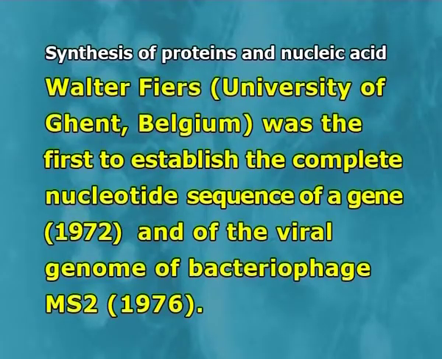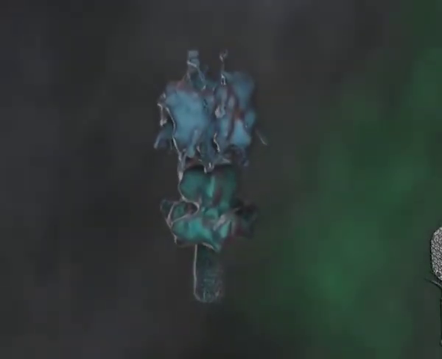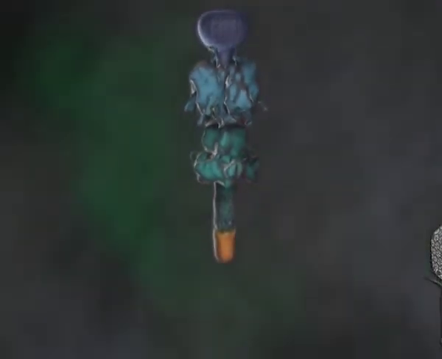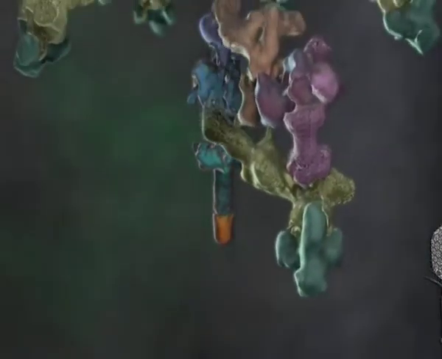Walter Fiers was the first to establish the complete nucleotide sequence of a gene and of the viral genome of bacteriophage MS2 in 1976. Let us see how the virion assembly occurs. In the case of a T4 phage, the construction of new virus particles involves the assistance of helper proteins.